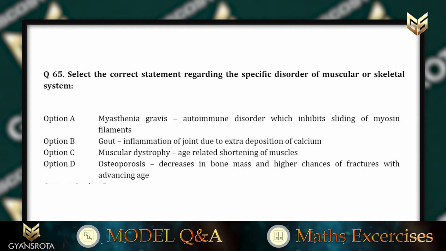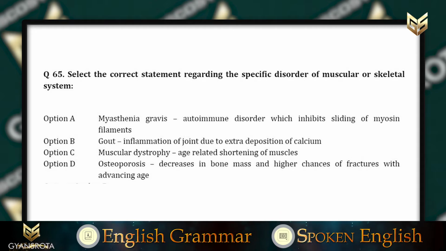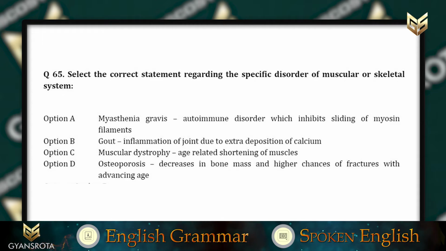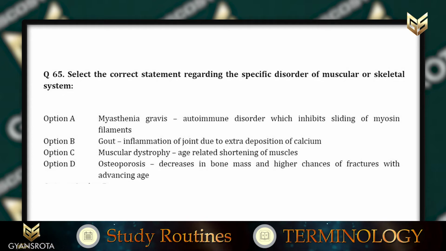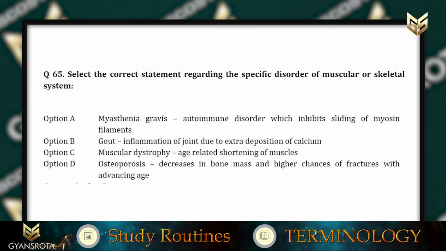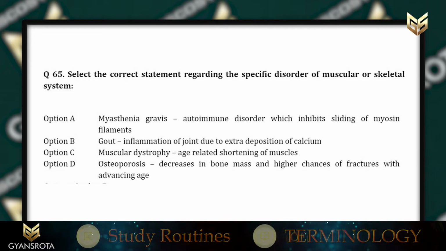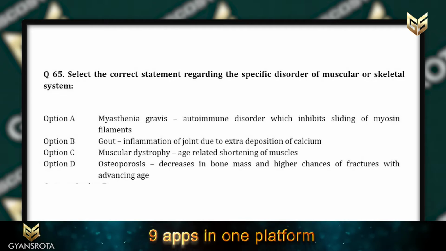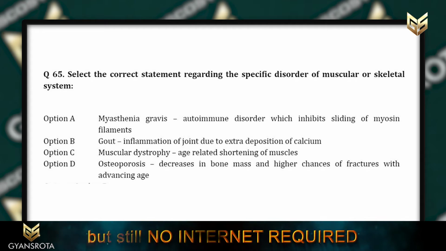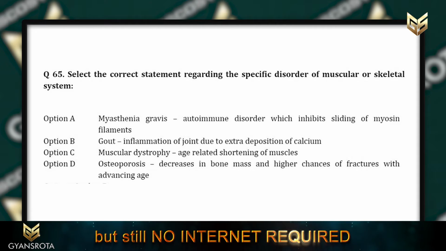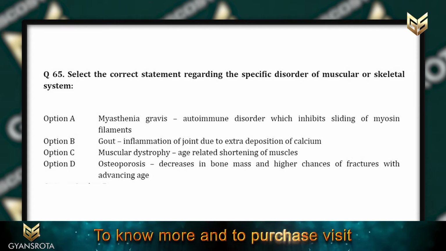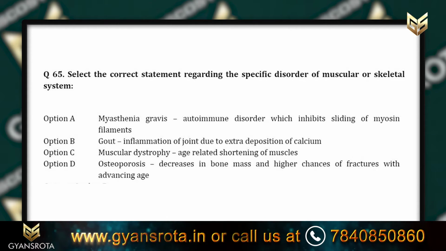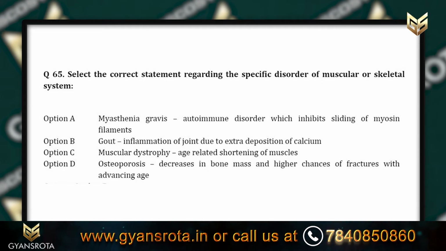Select the correct statement regarding the specific disorder of muscular or skeletal system. Option number A, myasthenia gravis, which is autoimmune disorder which inhibits sliding of myosin filament. Option number B, gout, that is the inflammation of joint due to extra deposition of calcium. Option number C, muscular dystrophy, which is the age-related shortening of muscles. Option number D, osteoporosis, which is decrease in bone mass and higher chances of fractures with advancing age.